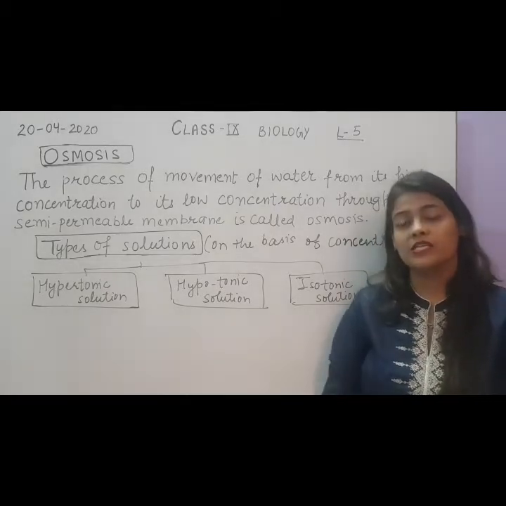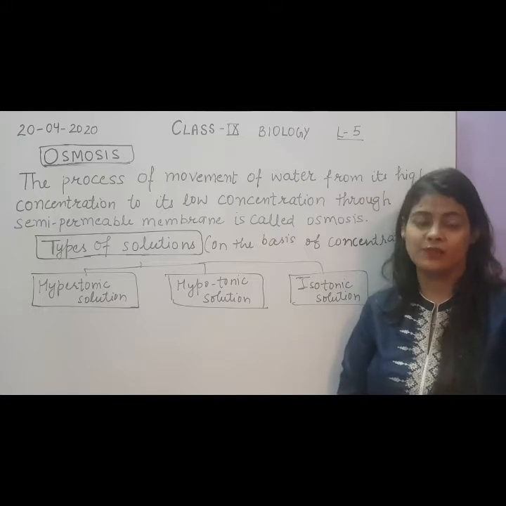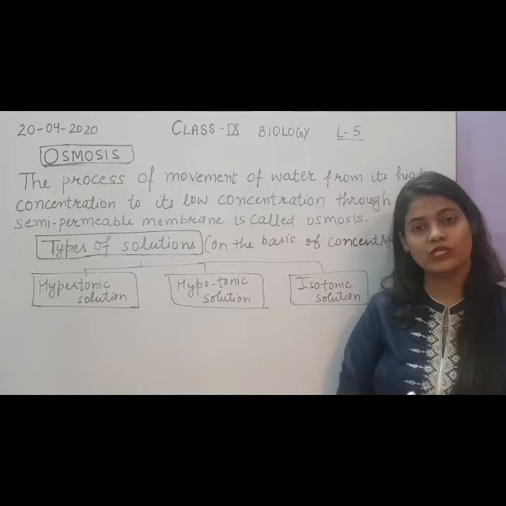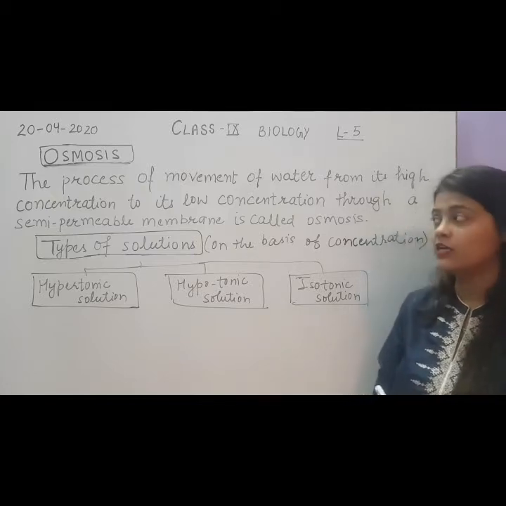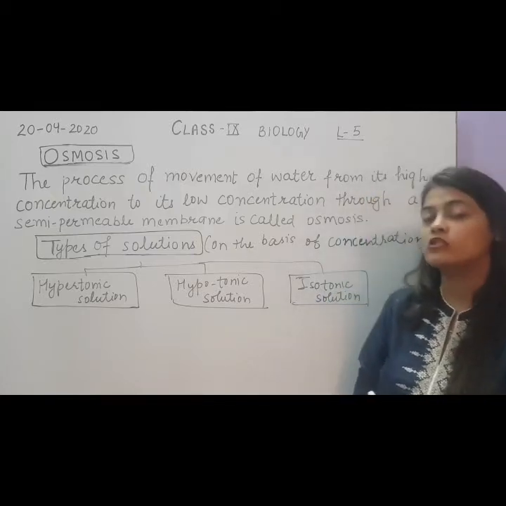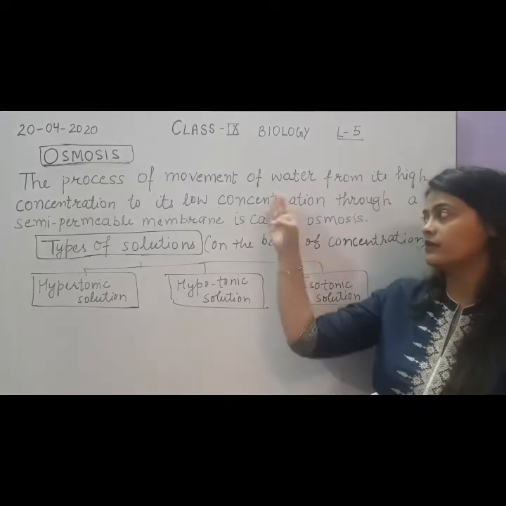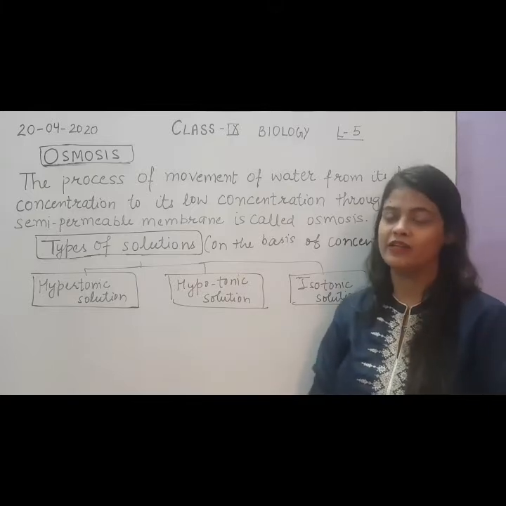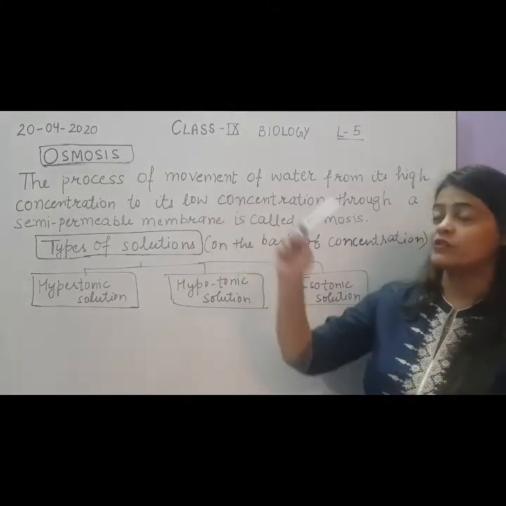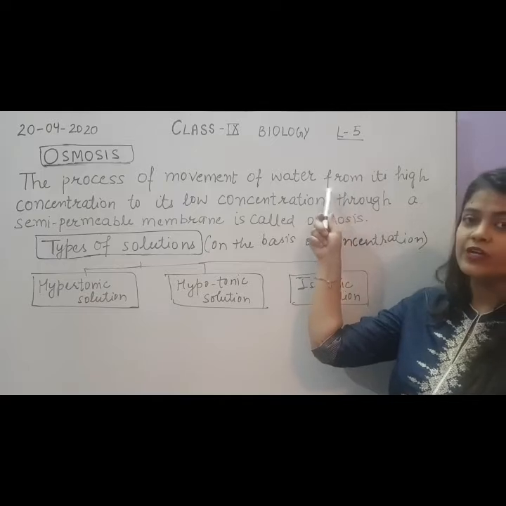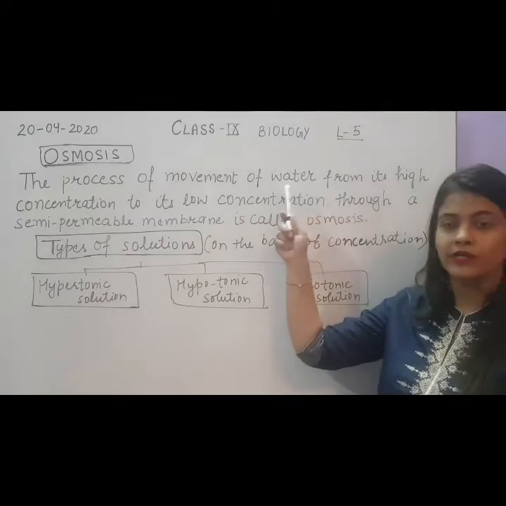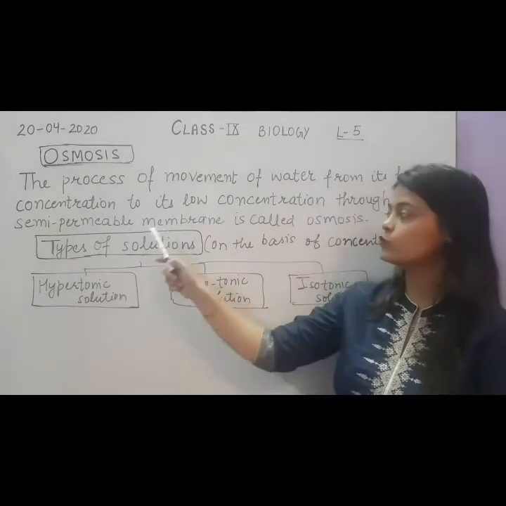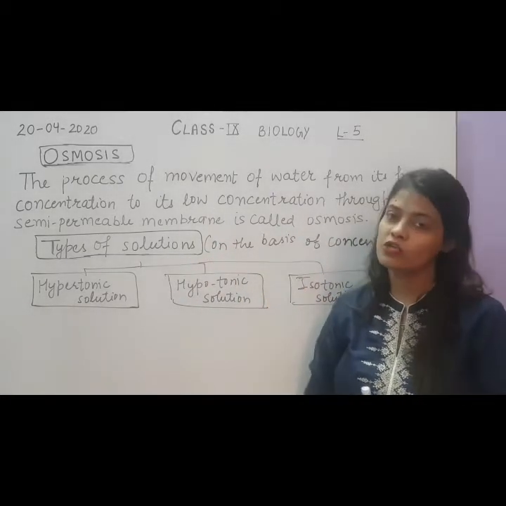So across the plasma membrane, the movement of particles takes place, and we have started with two types of movement. One is diffusion and second is osmosis. Diffusion we have discussed already, osmosis also we have started, but I will repeat it again because the next topic is related to osmosis. So what is osmosis? The process of movement of water molecules from its high concentration to its low concentration through a semi-permeable membrane is called osmosis.